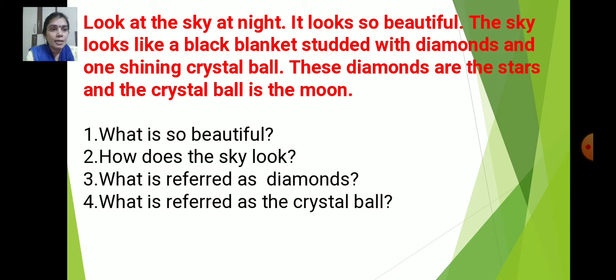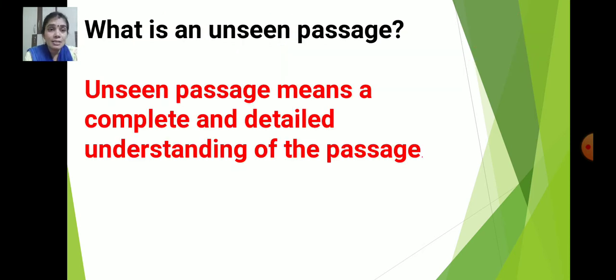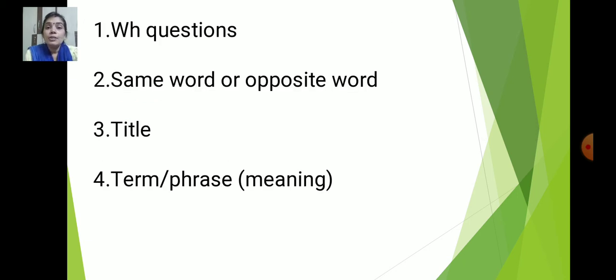Now let's go to the next one. So what is an unseen passage? Unseen passage means a complete and detailed understanding of a passage which we have not seen, a very new passage. Now there will be WH questions, same word or opposite word. You have to find a title for it, or find the meaning. So any type of questions will be asked from these given passages: WH questions, opposites, sometimes making a title, and finding the meaning.